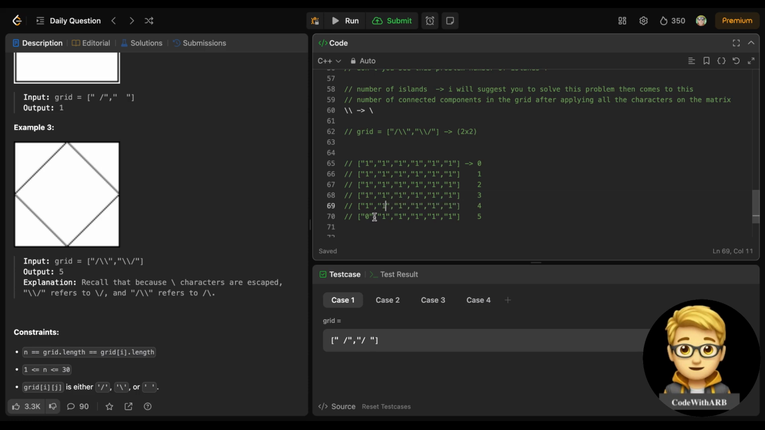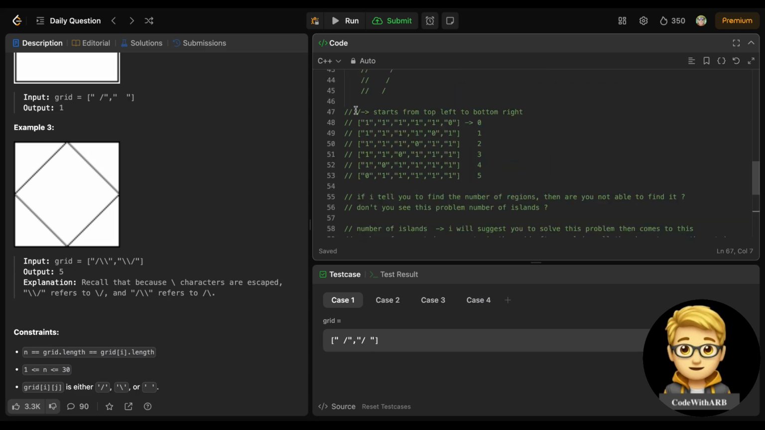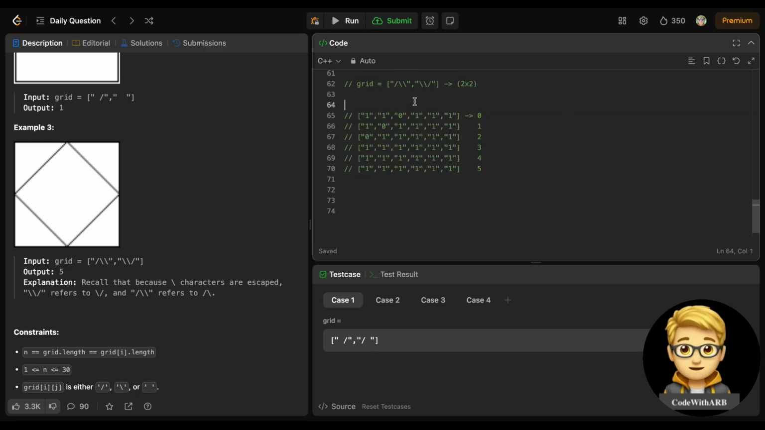Till now we haven't applied any characters. Now I will apply its characters. So the first character is forward slash, right? So it will be the same forward slash 3 cross 3, this 0 will be marked, this 0 will be marked, and this 0 will be marked, the same, starting from top left to bottom right, right?